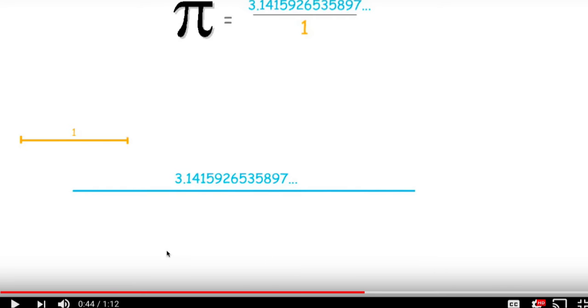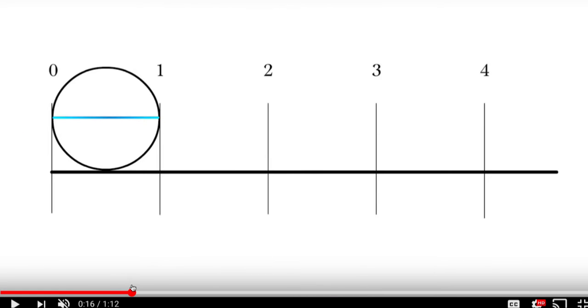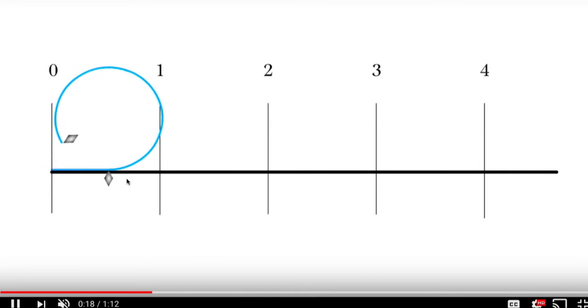So just look at that animation again, even without sound. If I take the circle and I count how many of its diameters I roll to do one complete revolution, the answer here is pi. In one complete revolution, this circle goes pi. That's where it comes from, if you ever wonder where pi comes from.